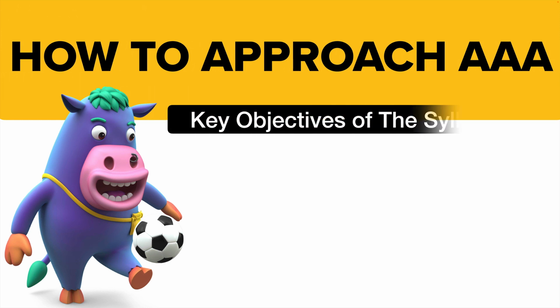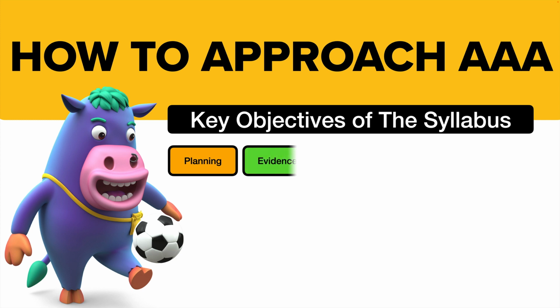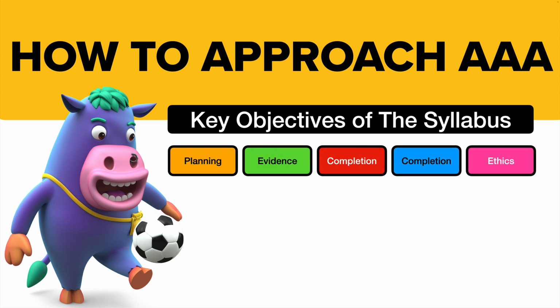Let's now have a look at the key objectives of the syllabus, the key areas. Basically, planning, evidence, then we're going to look at a couple of completion things, and ethics. That's how you want to subdivide your knowledge of AAA.